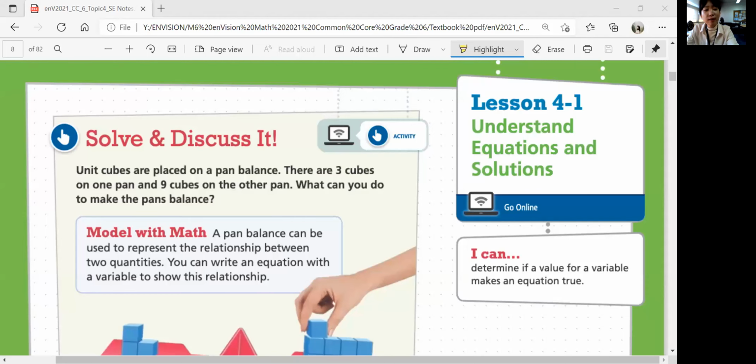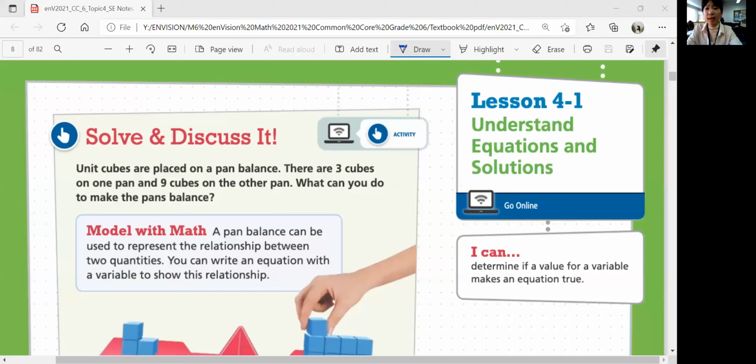Hello, this is Math 6, topic 1, lesson 1: understand equations and solutions. In this lesson, we will determine if a value for a variable makes an equation true. We will also identify equations and variables. We'll also use substitution to find solutions to equations. Let's look at, solve, and discuss a question.